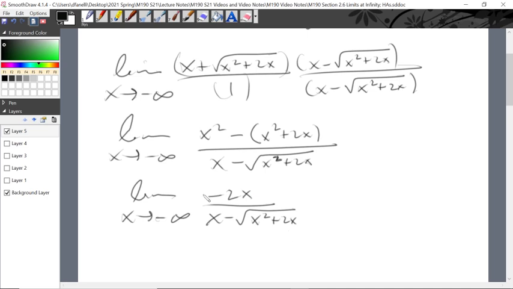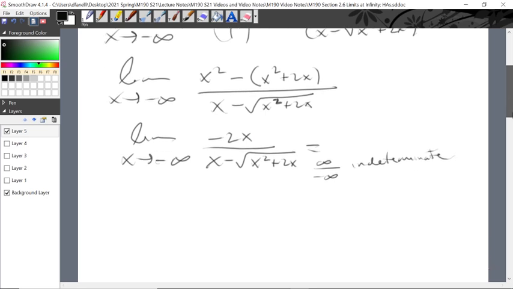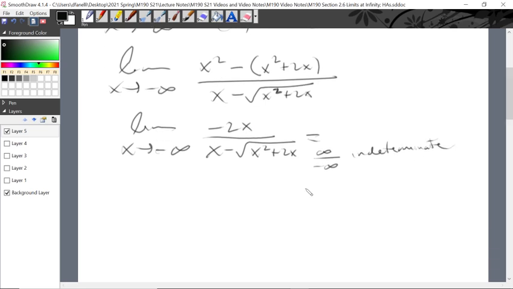Now, run the limit again, right? We get positive infinity on top, right? And on the bottom, though, we're going to get negative infinity minus infinity, which is negative infinity. The fact that this has a negative in it doesn't change the fact that this is still indeterminate. It's indeterminate. But it's of a different form, infinity over infinity, and that's where we can divide by the highest power of x in the denominator.